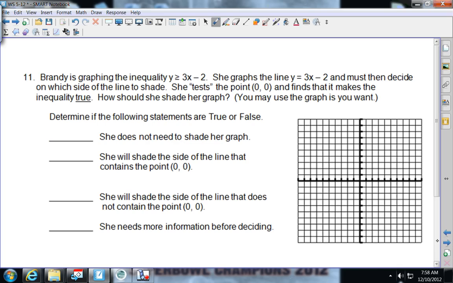Next, right here, take a minute and try to figure out which ones are true and which one is false. You may use the graph if you want. I am going to graph it, so I would suggest you go ahead and graph this one.